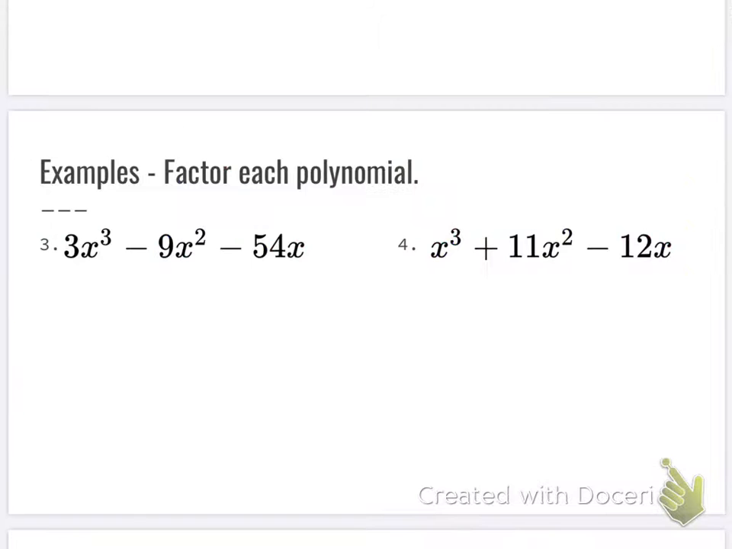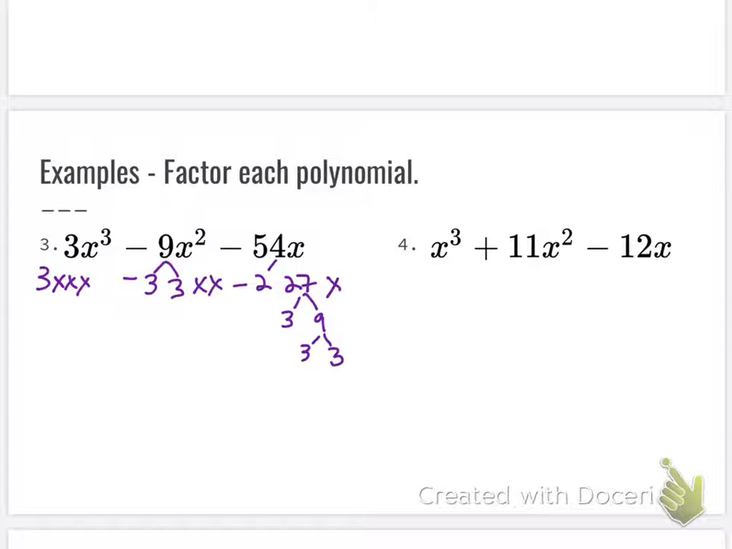Okay, our next one up, we're going to look for that GCF again. So 3 is just going to be 3x, x, x. 9 is going to be 3 and 3, x, x. 54 is 2 and 27. Let me double check that. I think that's true. 54 divided by 2 is 27. 27 divided by 3 is 9. 9 divided by 3 is 3. And we have just x.